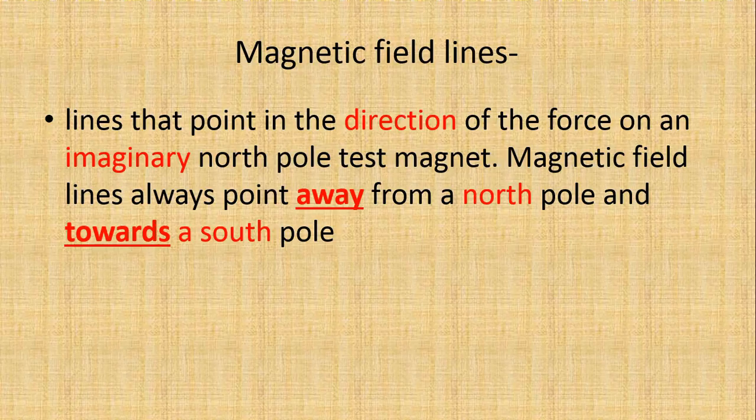Magnetic field lines. These are lines that you saw before with the arrows that were going around the magnets. They point in the direction of the force. So these magnetic field lines always point away from the north and towards the south. So you can think of it as the magnetic field coming out the north end and then entering the south end.